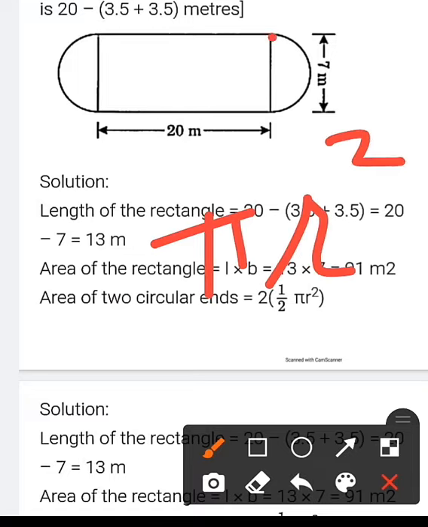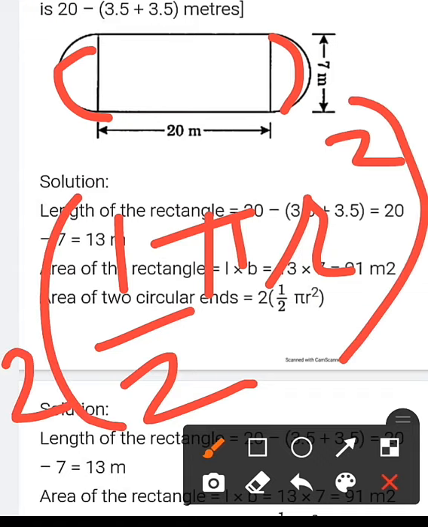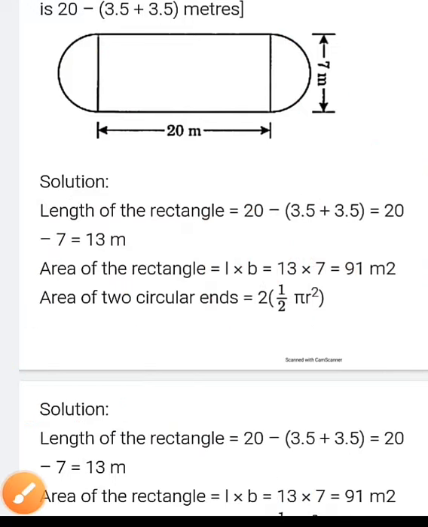But we have half circle, not complete circle. So that is why यहाँ पे आगे half लगा देंगे, half pi r square, and it is 2 times. So here we will multiply by 2. So what will happen? This 2 and 2 will get cancelled. So only pi r square is left with us.